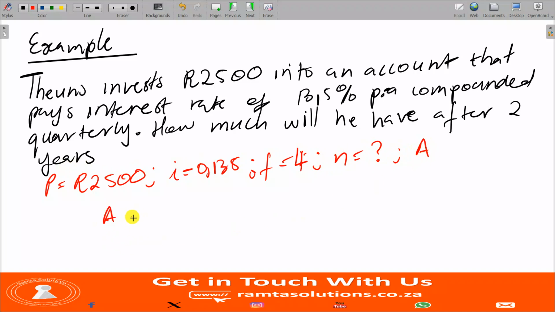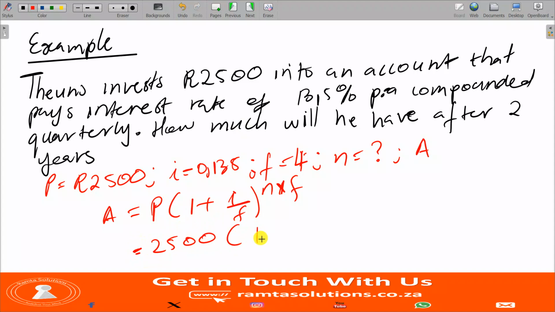So the accumulated amount is this guy into 1 plus i over f, to the power n times f. Guys, even if you write your normal 1 plus i to the power n, it doesn't matter. It's still okay. All right, let's see now. We have 2,500, open bracket, 1 plus 0.135 over 4, close, to the power 2 times 4.